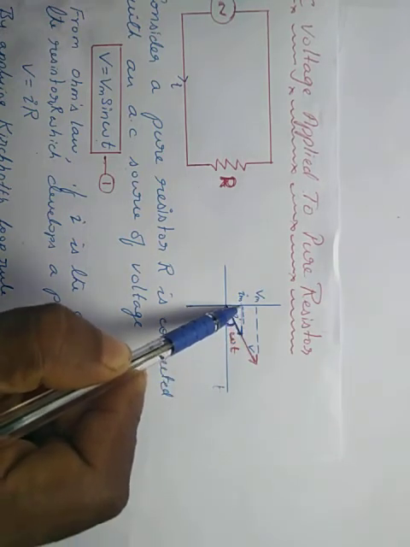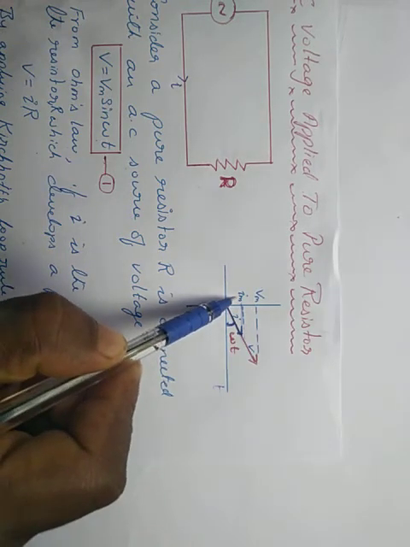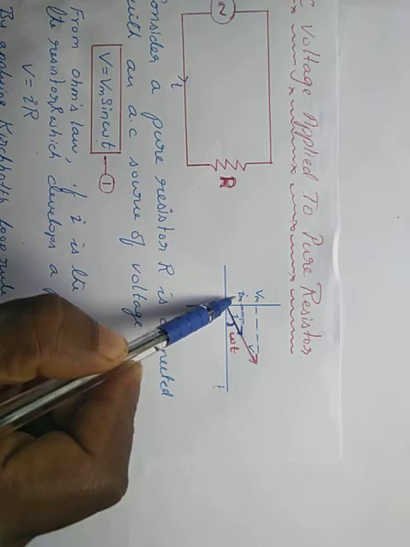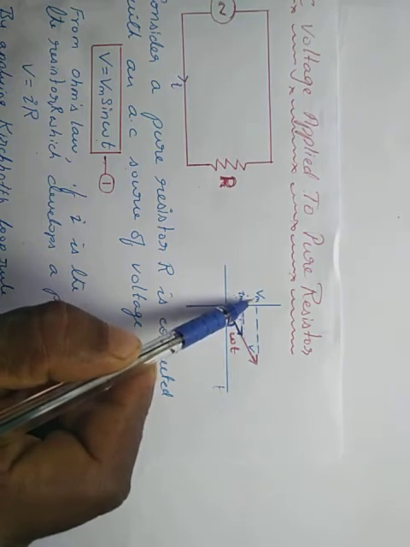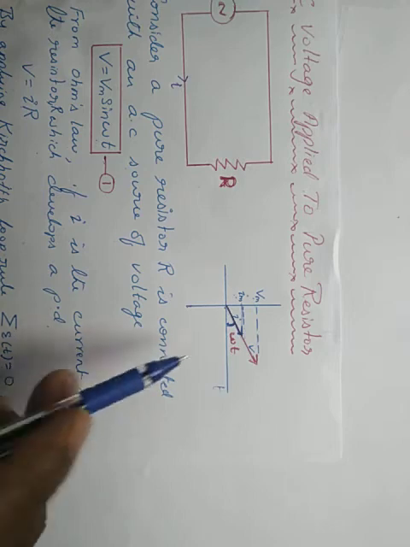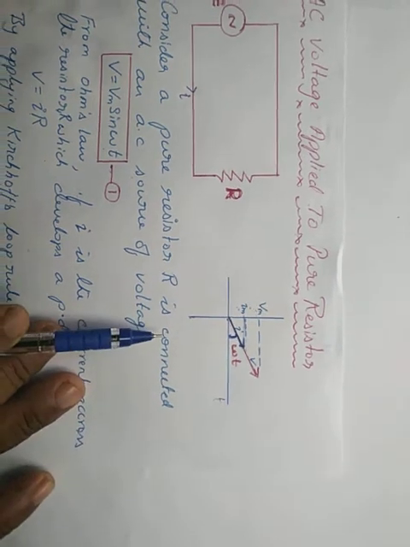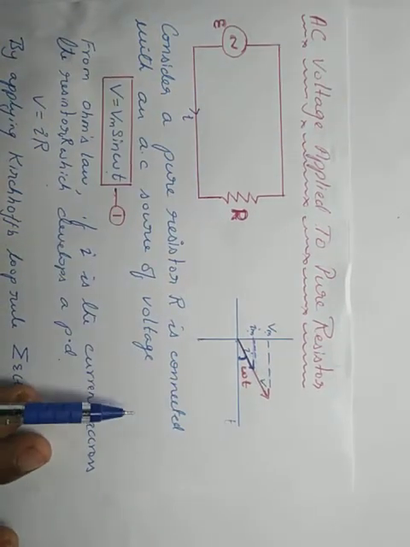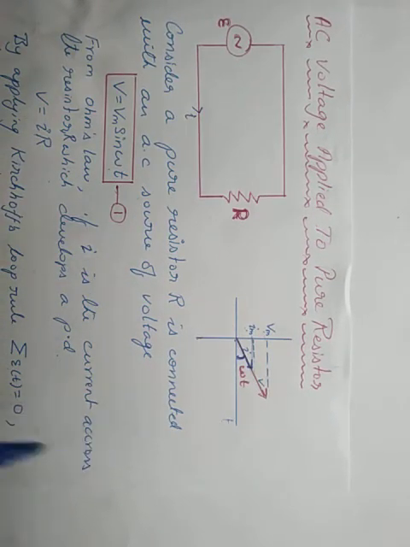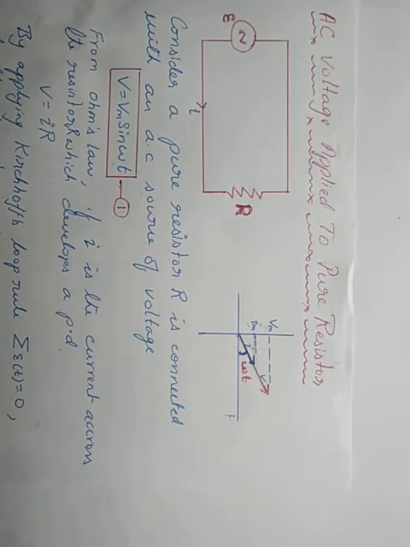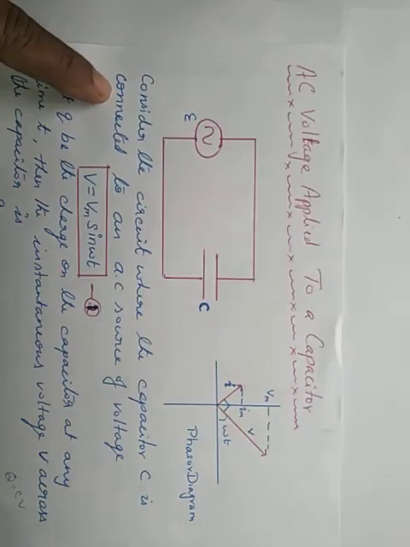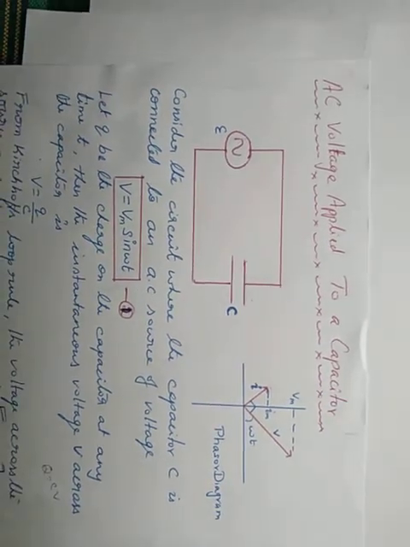This dotted line represents the maximum value of the current in the sine function, that is Im, the amplitude of the current. Similarly, this dotted line represents Vm, the amplitude of the voltage in the sine function. So, this is the phasor diagram. In the exam you have to write all these things if they ask for a 3 or 5 mark question. Next, let us study the AC voltage applied to a pure capacitor. The second one is the pure capacitor.